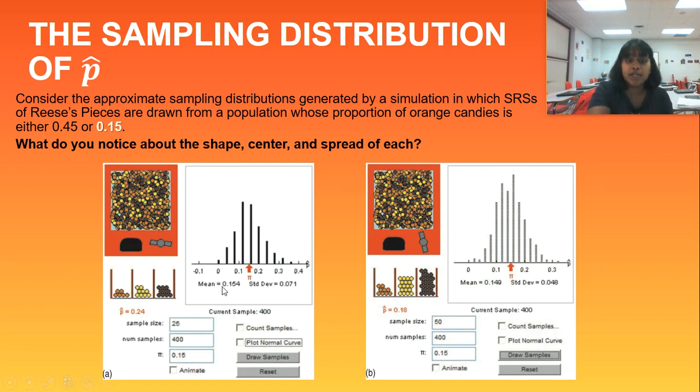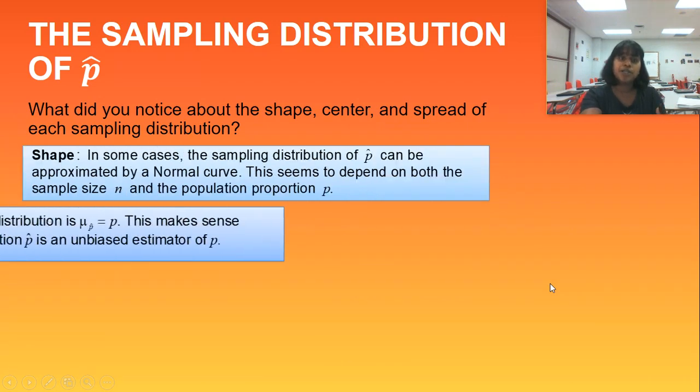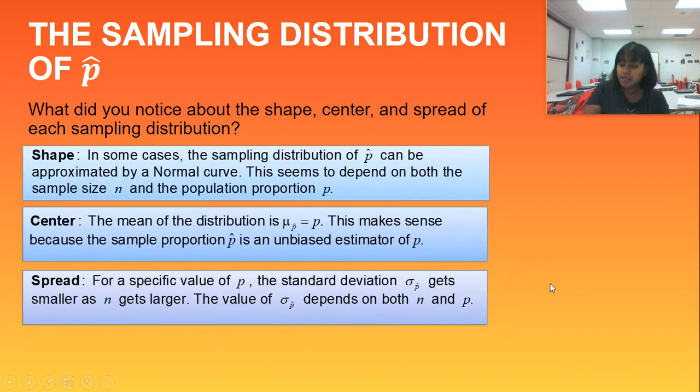You can see the same thing occurring here. My mean is pretty darn close, and it's a heck of a lot closer as I increase the sample size. My standard deviation is pretty low, but it's even lower when I increase my sample size. So what do you notice about these three main concepts? Let's talk about these very quickly.